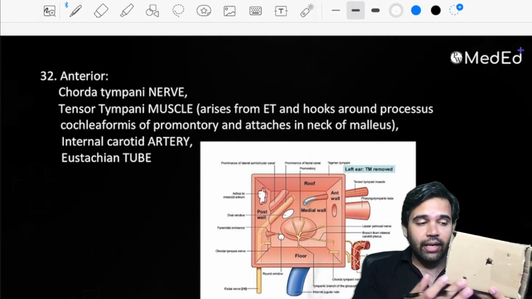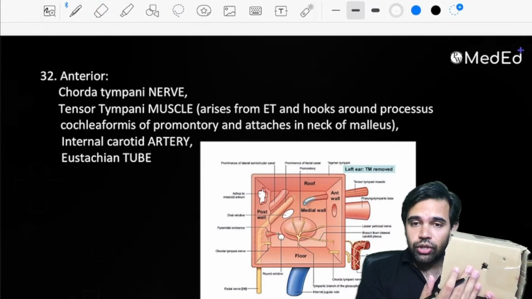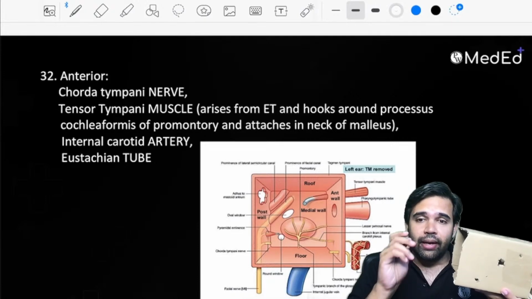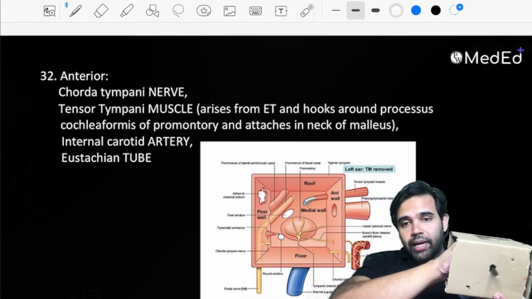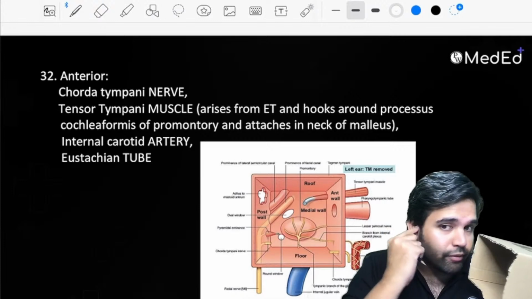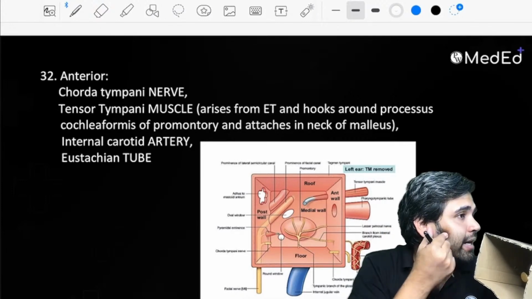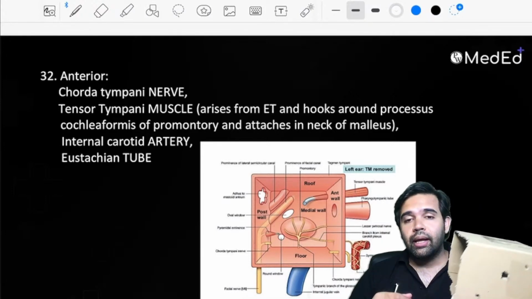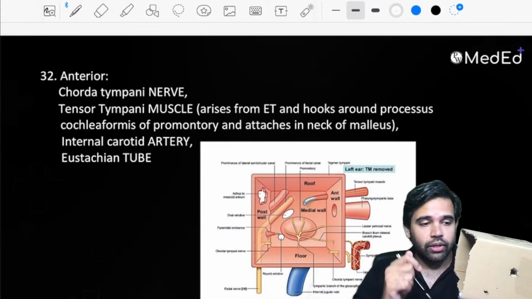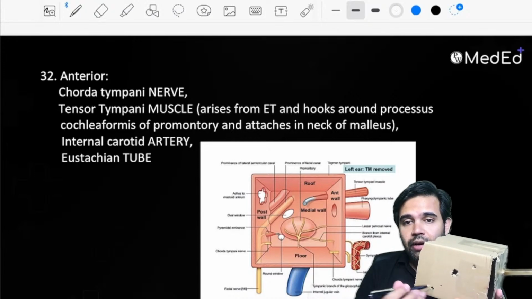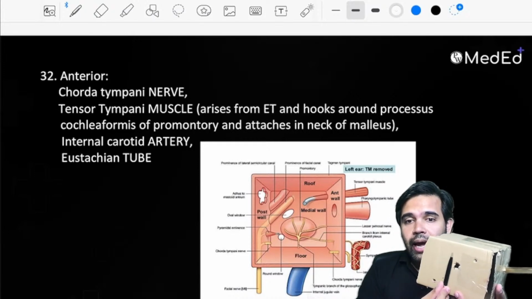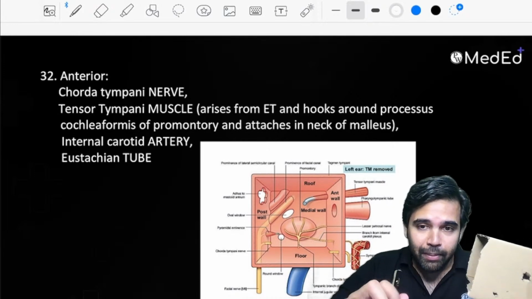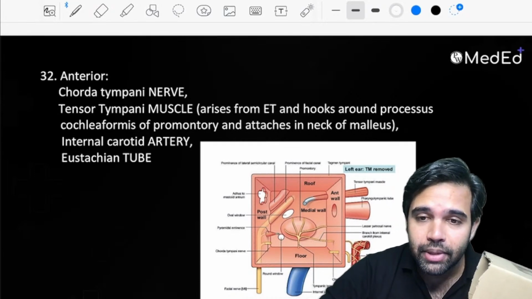The internal carotid artery is very closely related to the eustachian tube, and the anterior wall. Now the eustachian tube is the tube that is there. Of course, the eustachian tube has to come from the ear all the way to the nasopharynx, so it has to move down anteriorly. So it is the tube that is present anteriorly and goes downwards. So you have the chorda tympani nerve, you have the internal carotid artery, and you have the eustachian tube. Then what is the muscle? The muscle is the tensor tympani muscle.